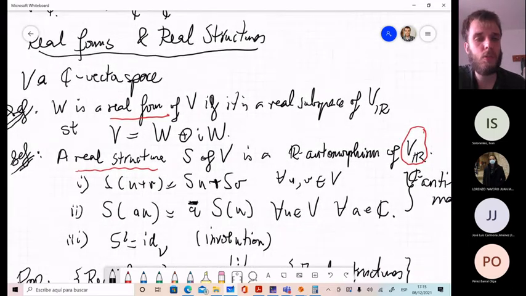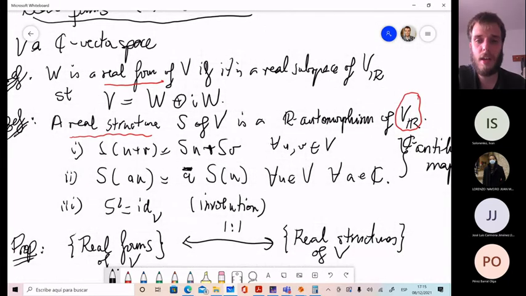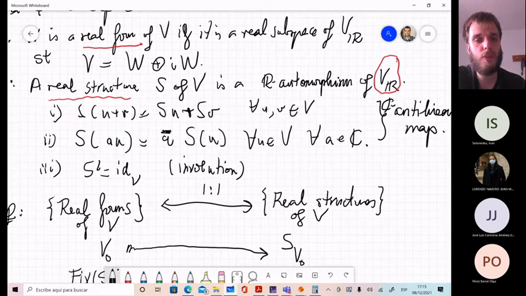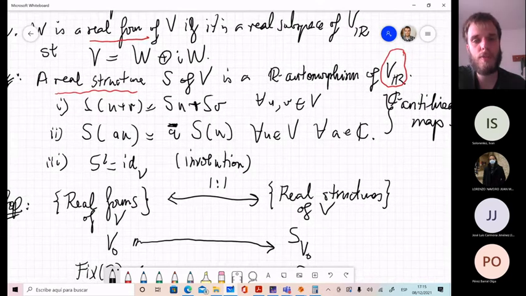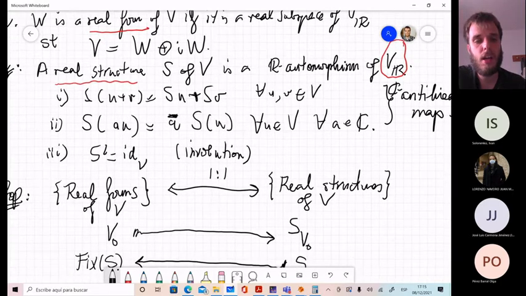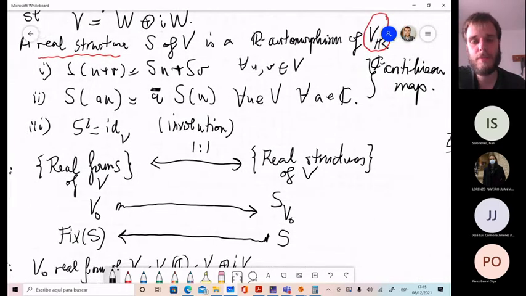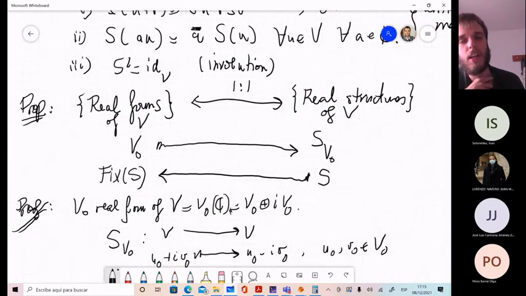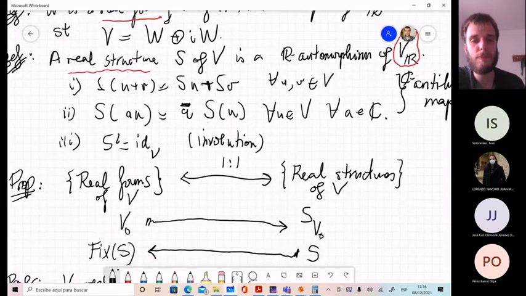Also, we defined what a real form was, which is just a real subspace such that its complexification is the whole C vector space, and the concept of real structure, which is a linear automorphism of the realification of a complex vector space, which is antilinear. It's a C antilinear map, and it's an involution. And more importantly, we proved that there was a one-to-one correspondence between real forms of V and real structures of V.